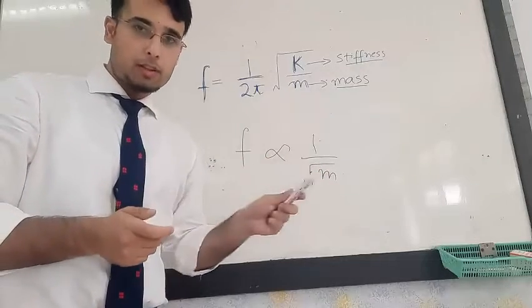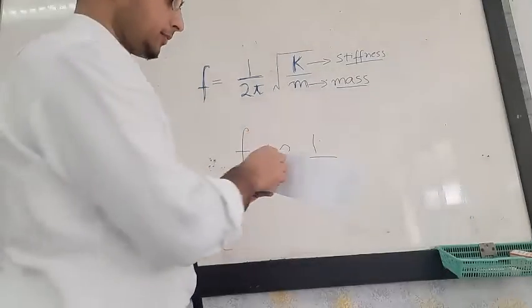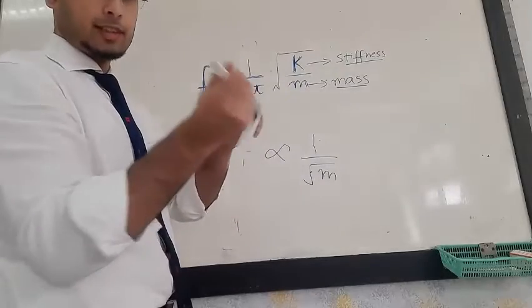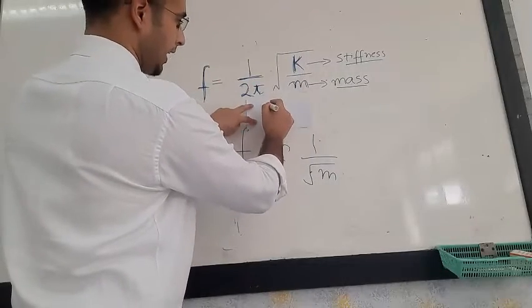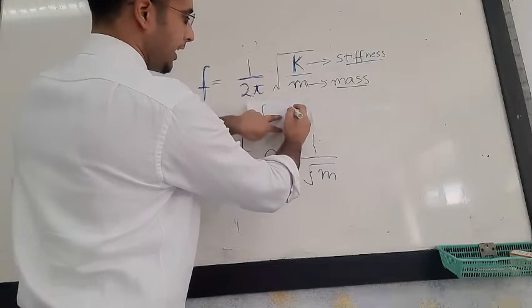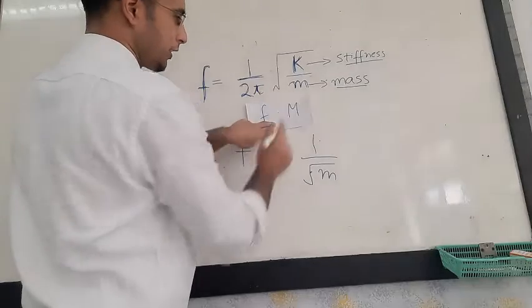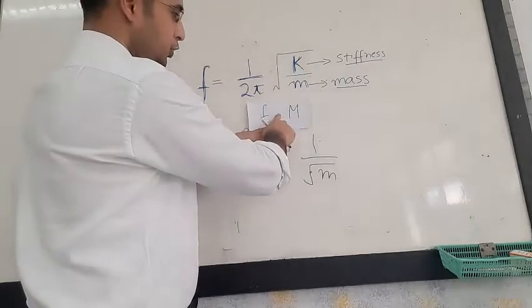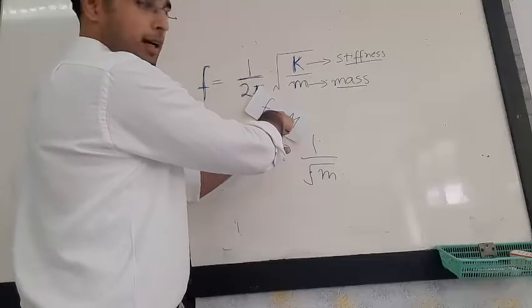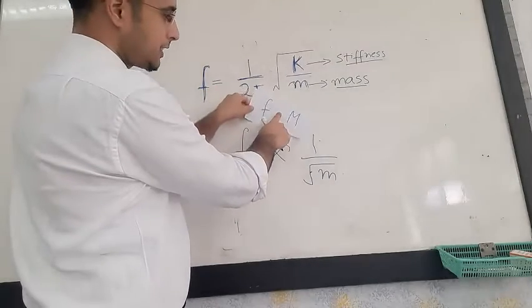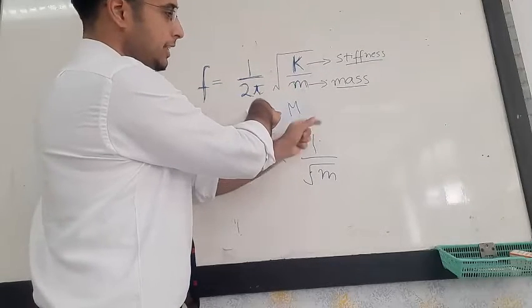If you're having trouble remembering this relationship, what you can do is write frequency, like this is the piece of paper. Write frequency F and M here, okay? And put a dot in between. Now put your finger at the dot. And if the frequency is going up, what happens to the mass? It's going down. If the frequency is going down, what happens to the mass? It's going up.